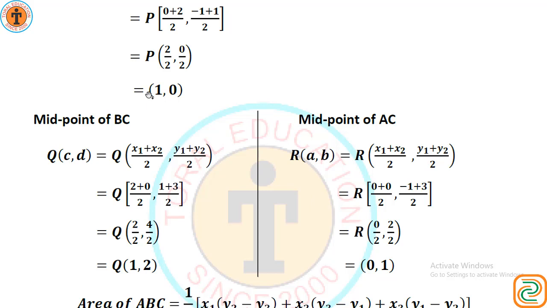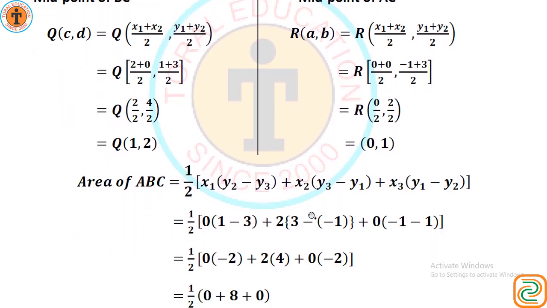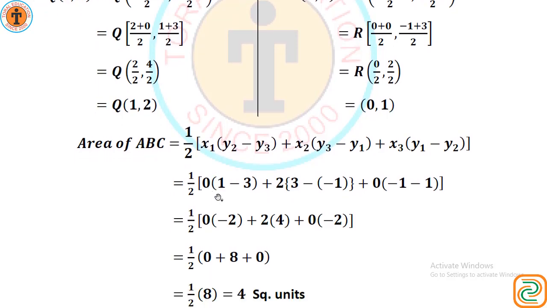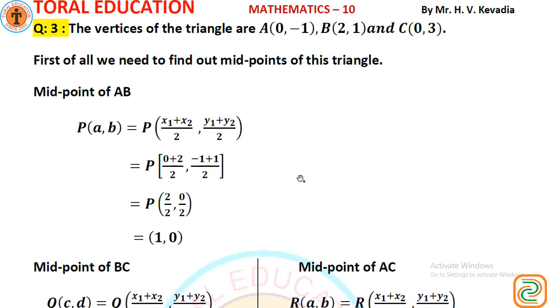Now we have this triangle P (1, 0), Q (1, 2) and R (0, 1). Right? Now area of triangle ABC, we have to find out both the area of ABC and PQR. Then we will get the ratio. Okay, area of triangle ABC, we have taken this formula. In ABC, we have to take these 3 points which are given in the question. And in PQR, we will take these points.